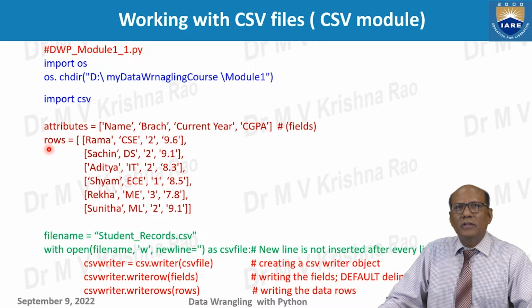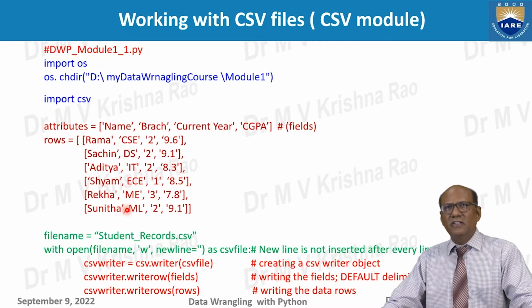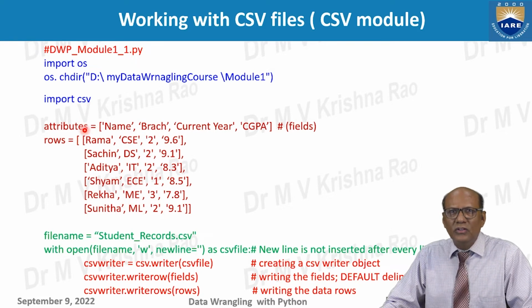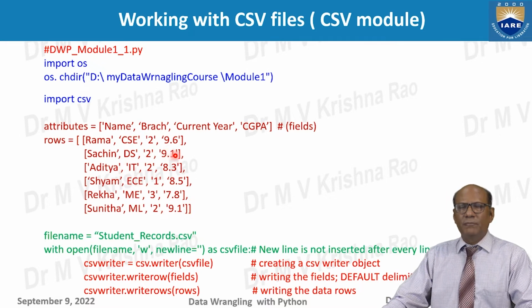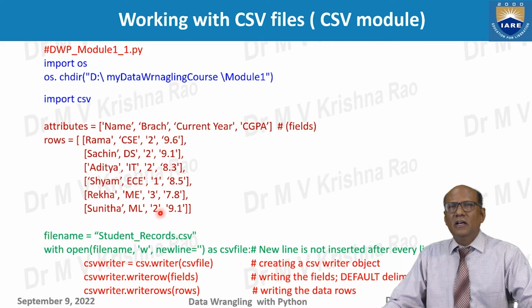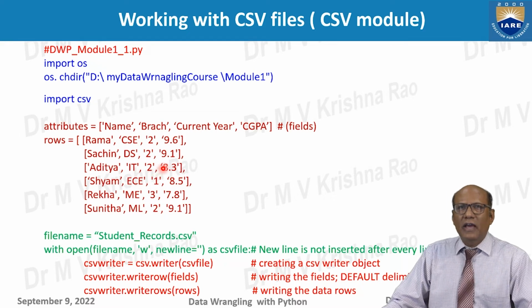Then you have to specify the rows. What is this attribute? It is nothing but a list, with square brackets. Then what are the rows? The first row is a list. The second row is a list. Like that, 1, 2, 3, 4, 5, 6 lists are there. Six rows are there, and all six rows are put into another list. So it is a list of lists, basically a nested list, one list containing the six lists.